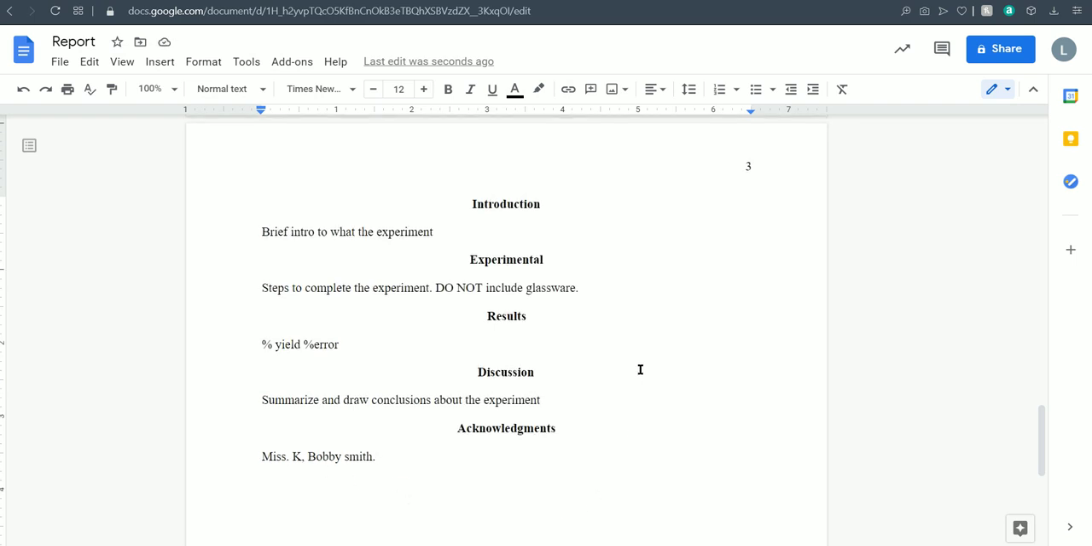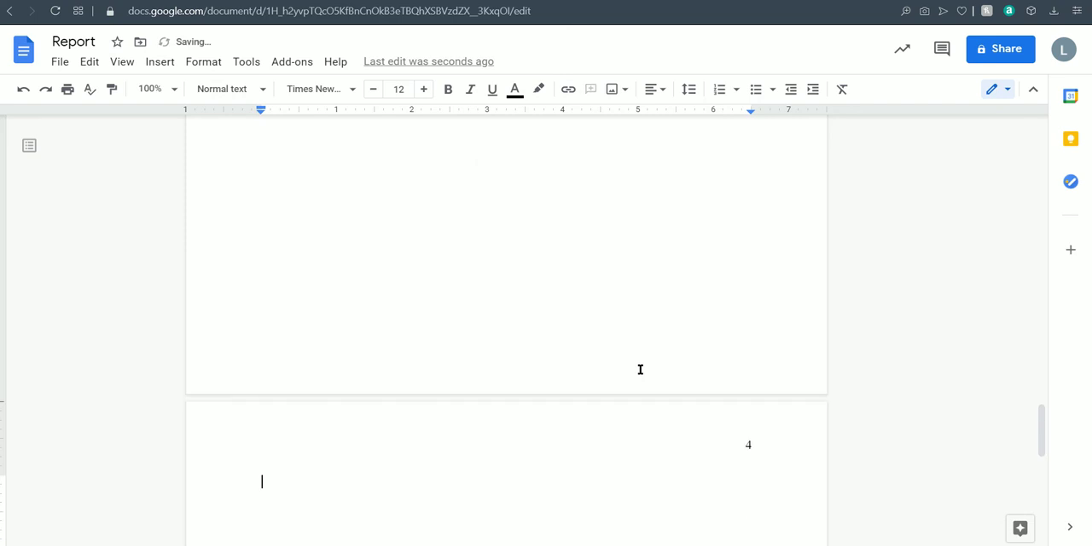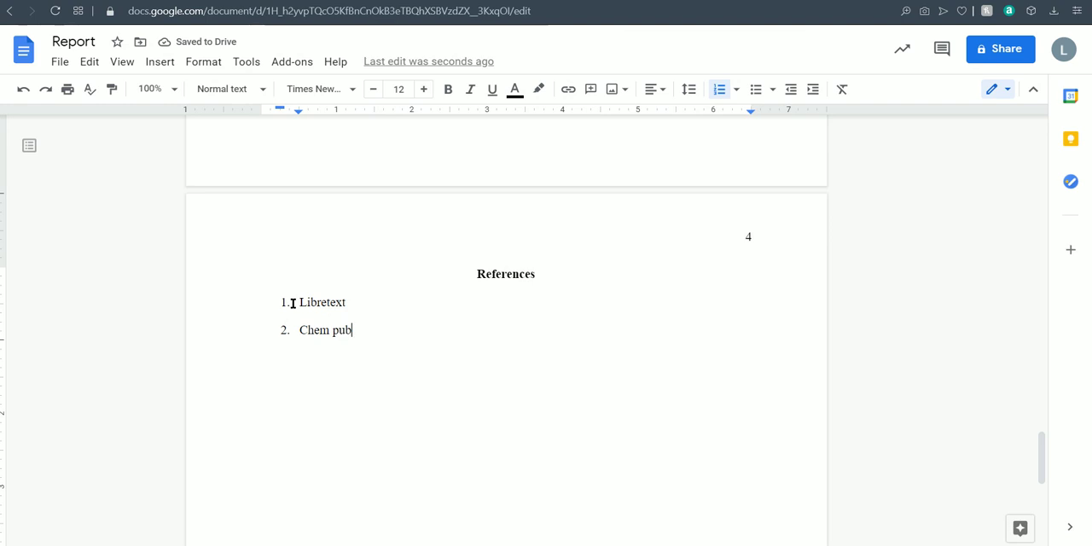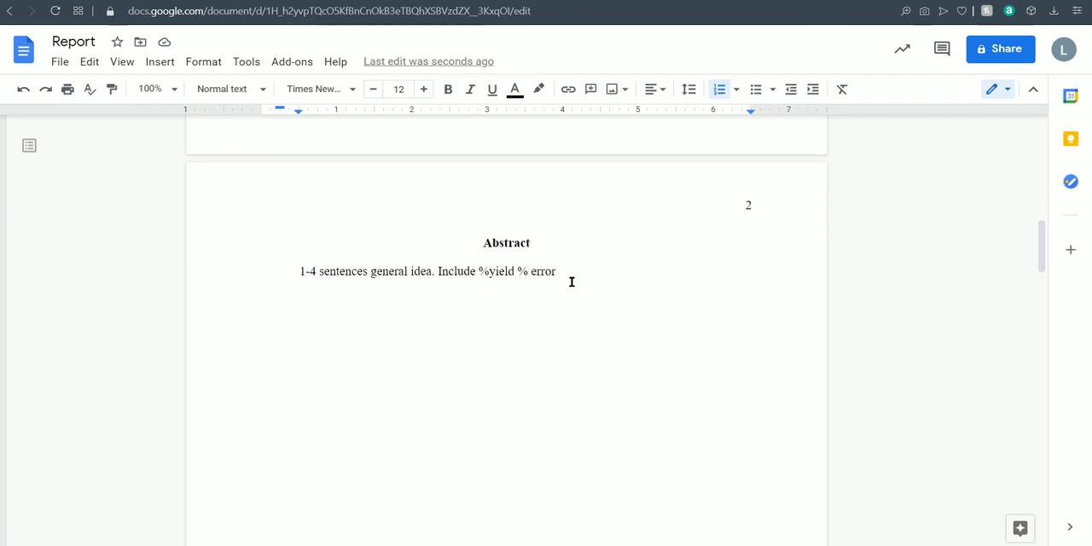Now, typically, you're going to do a page break, and the last page should be your reference section. Some professors don't want you to do a page break, they just want you to put it right next to the acknowledgements. But your references are going to be where you write your APA sources. So if I used LibreText, I include that. If I use ChemPub, these should be in APA format. But notice how they're numbered 1, 2, because they should be in the order that you use them in your essay. So say that I mentioned LibreText in my abstract.